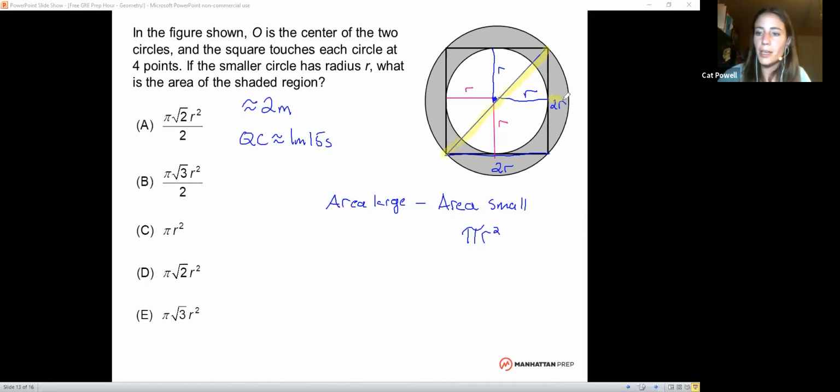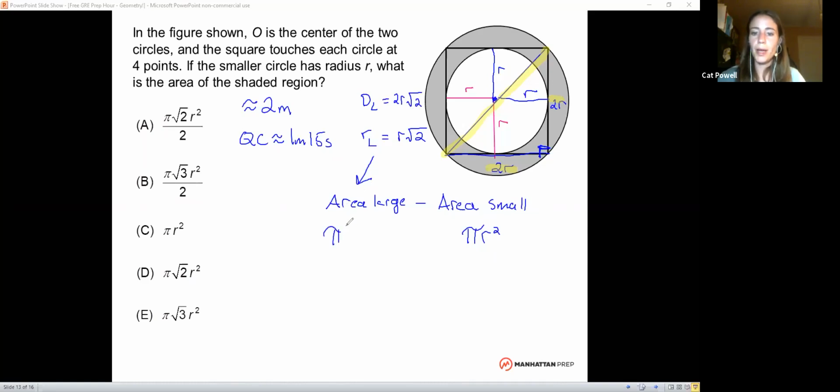I have an isosceles triangle, and then I know that it's a square, so I have right angles. Yeah, this is my 45, 45, 90 triangle. So I know that the diameter of the large circle equals 2r square root 2. So the radius of the large circle equals r square root 2. It's 1/2 of that.